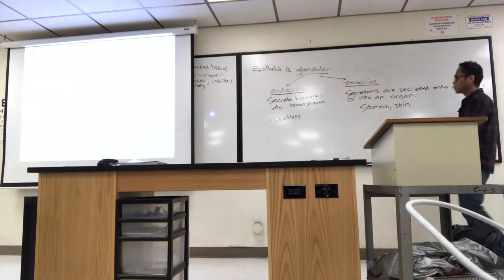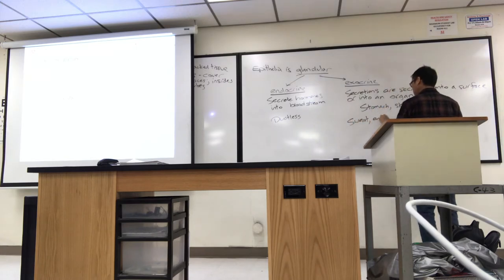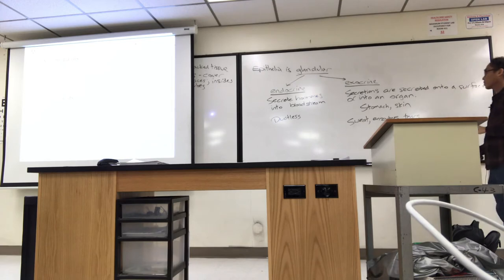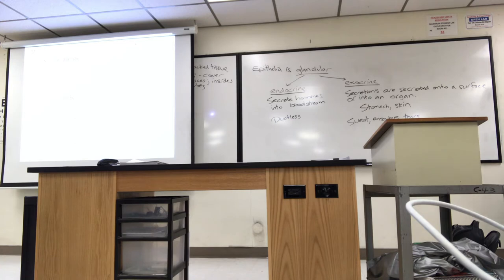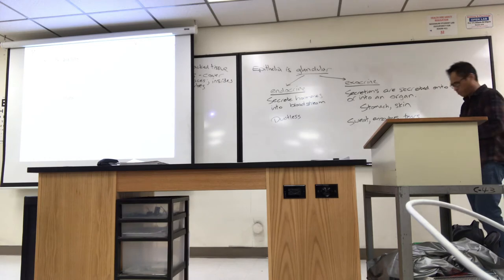So the secretions could be sweat, enzymes, like for digestion in your stomach, tears. This is all glandular tissue, and they're all made out of epithelial tissue. So to get the secretion into the stomach or onto the skin, it requires a duct.